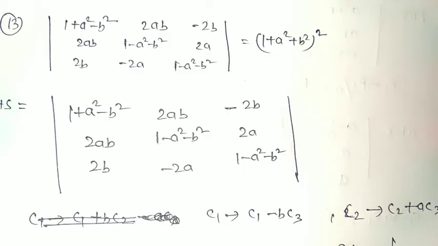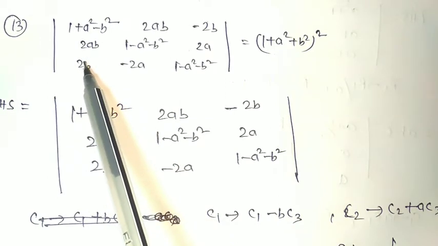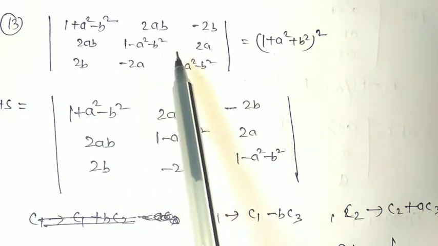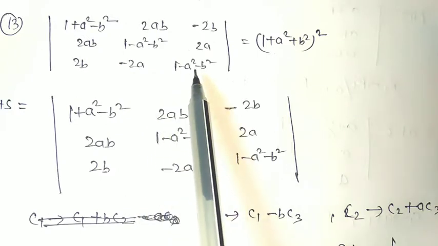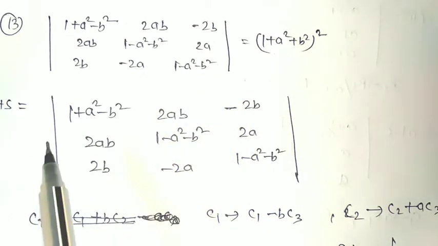Hello students, now we are going to solve question number 13 of exercise 4.2. This question says: first row is 1 plus a square minus b square, 2ab, minus 2b. Second row is 2ab, 1 minus a square plus b square, 2a, and third row is 2b, minus 2a, 1 minus a square minus b square.